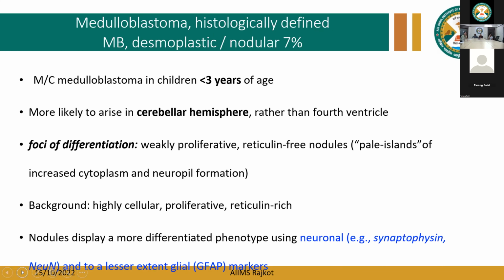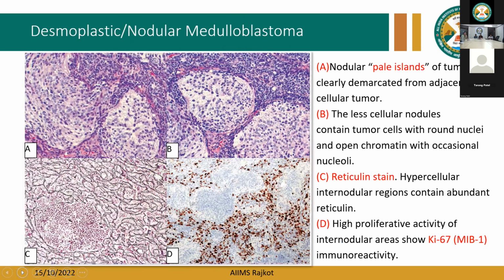Then the next morphological type is desmoplastic nodular, usually occurring in less than 3 years of age. Mostly it is seen in the cerebellar hemisphere. There will be foci of differentiation, pale islands of increased cytoplasm and neuropil formation. The background will be reticulin enriched, highly cellular, proliferative. And these will be positive for neuronal markers, specifically synaptophysin and NeuN, and to some extent GFAP as well.